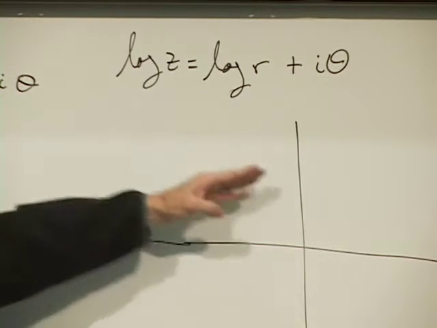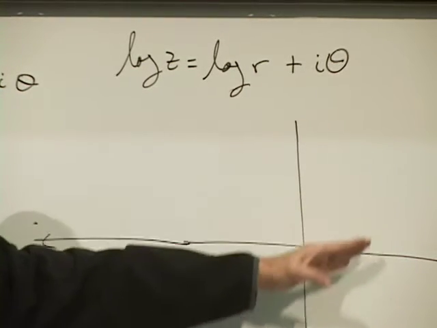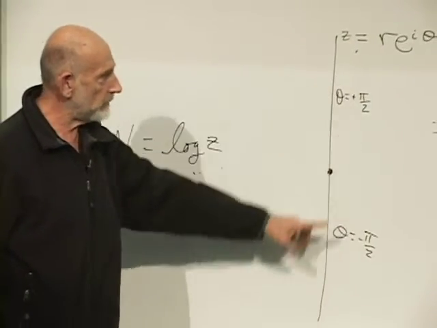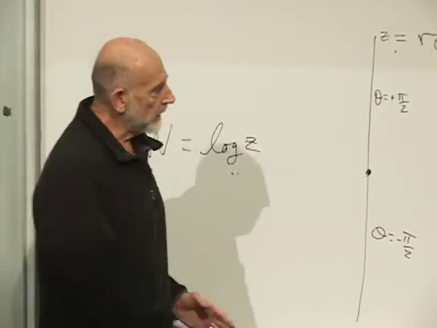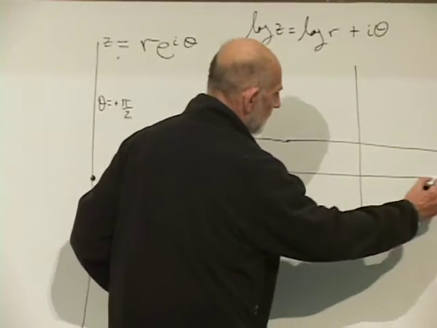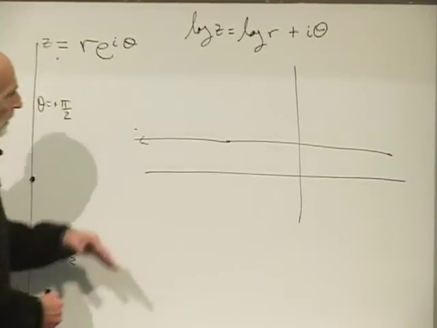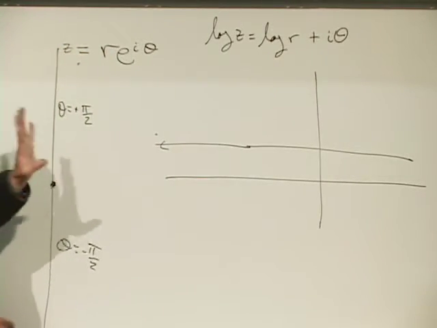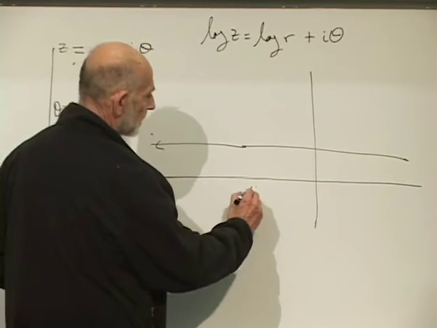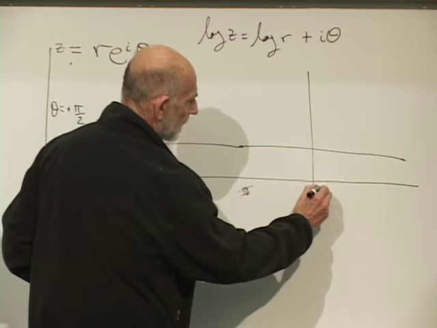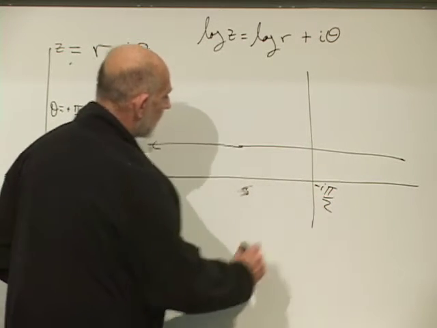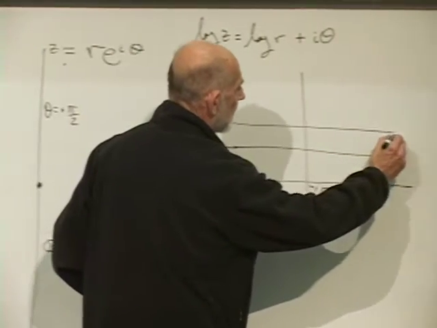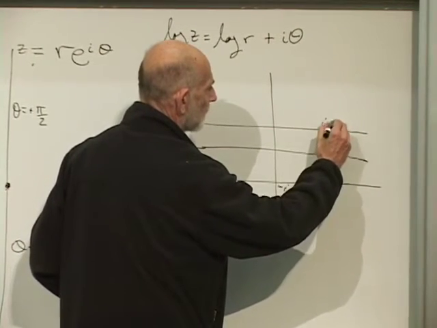So where does a general point go? It goes to some real number plus i theta. And what does theta go between? Theta goes from minus pi over 2 to plus pi over 2. Here's minus pi over 2: i theta is minus i pi over 2. And the upper end here goes to plus i pi over 2.